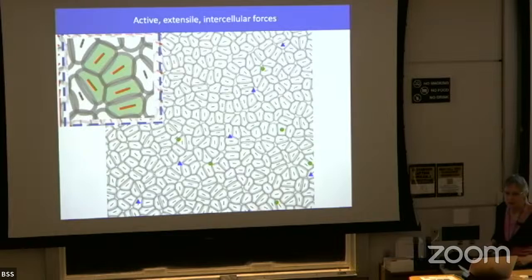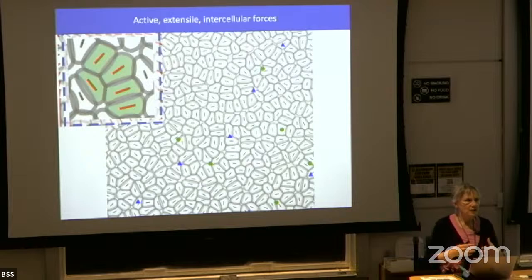And just make the point that by trying to understand what happens in these models and then comparing to reality, we can see whether the models were right. We can see whether interactions between cells are probably important relative to interactions with the substrate. We can see whether we ought to be thinking about extensile or contractile activity.